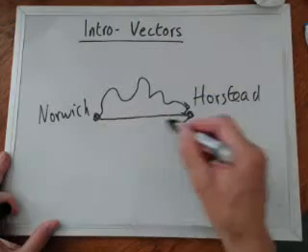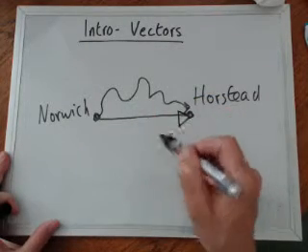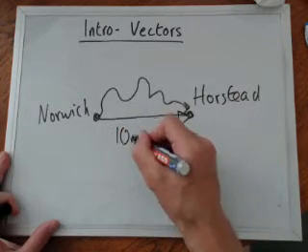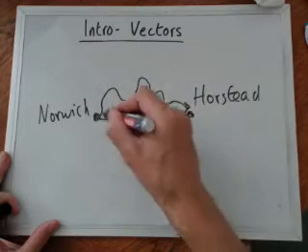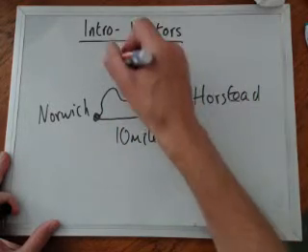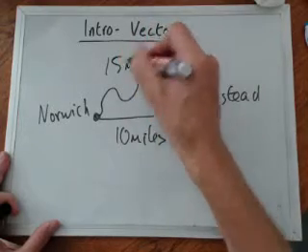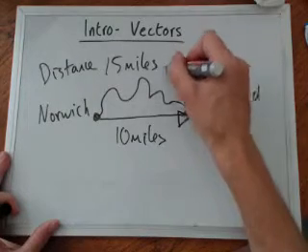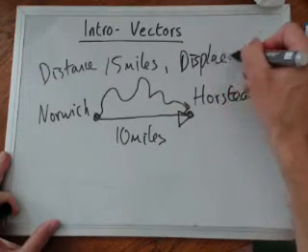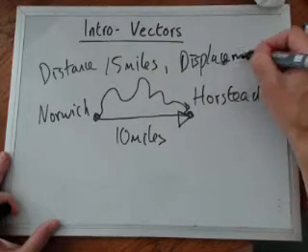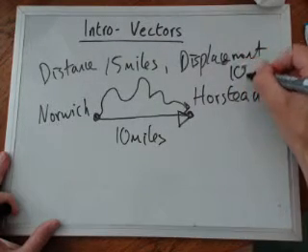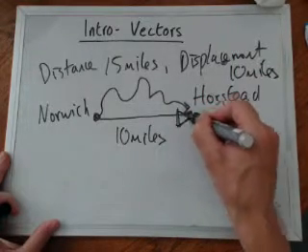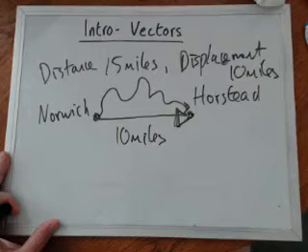Now in this case here, if you went the shortest possible route, the displacement and the distance would be the same. Let's call that 10 miles. However, in this case here, the distance travelled might be 15 miles, but the displacement would still be just 10 miles. Displacement being, if you like, the distance in a straight line, displacement per place.